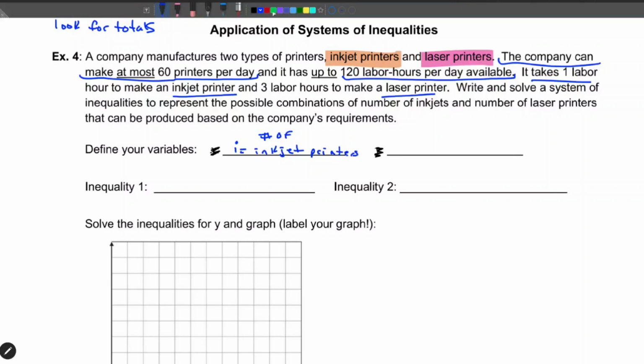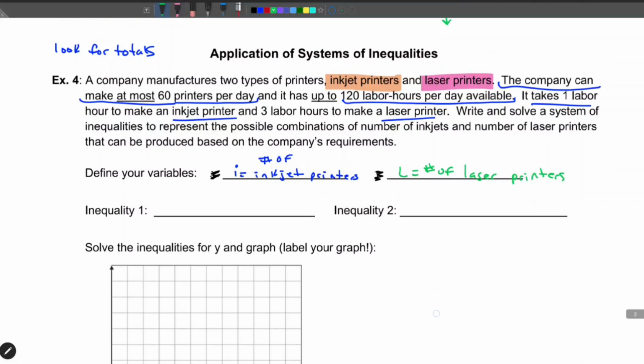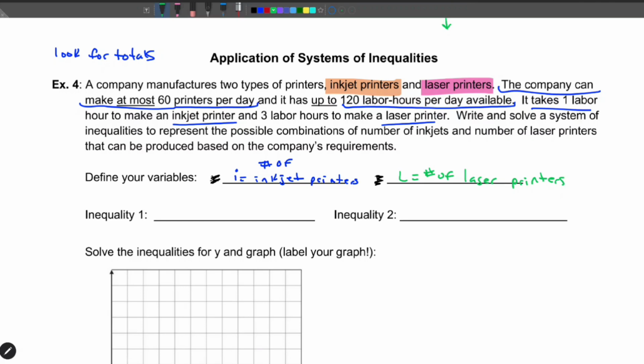And I would say that, yes, let's go with this one. L is the number of laser printers. So we need some inequalities. One total is usually pretty easy to get, one inequality. The other one is usually a little bit harder.